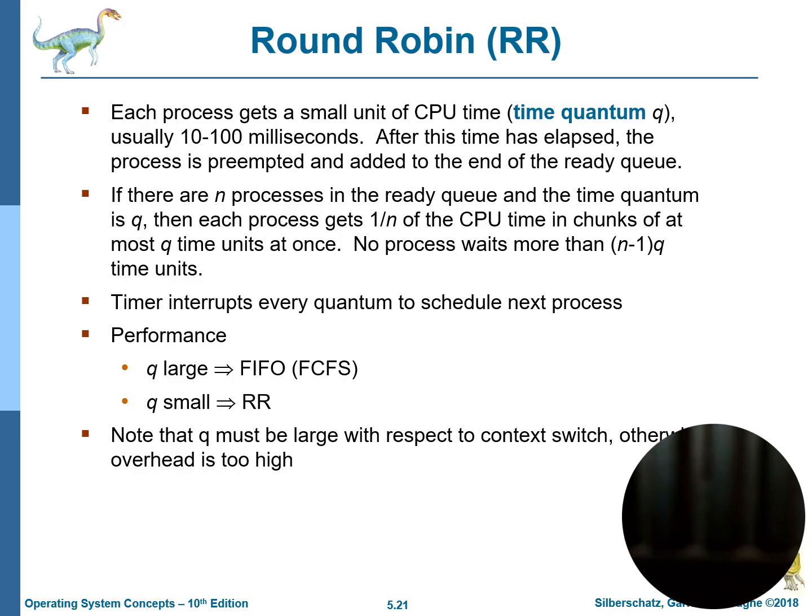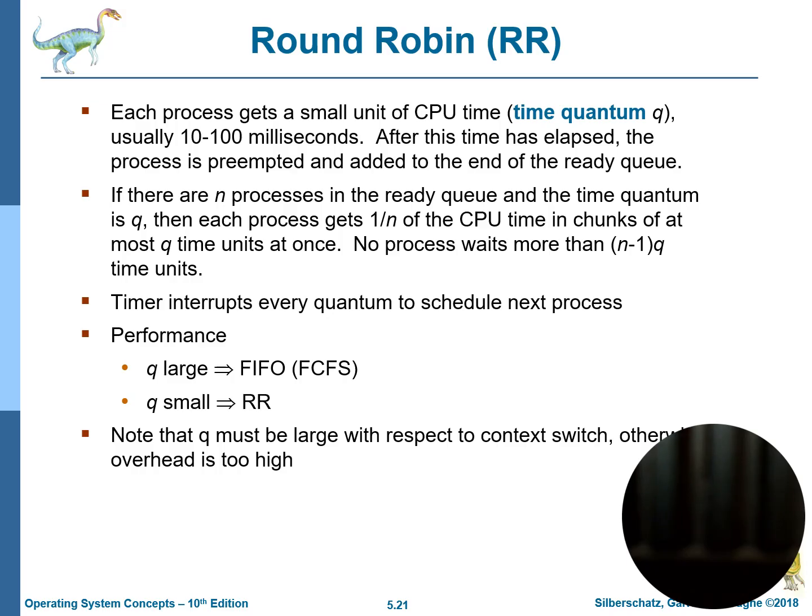So the time we allocate each process is called a time quantum, and it's usually 10 to 100 milliseconds. After this time has elapsed, the process is preempted and added to the end of the ready queue. If there are n processes in the ready queue and the time quantum is Q, each process gets 1/n of the CPU in chunks of at most Q time units at once. No process waits more than (n-1)Q time units. The timer interrupts every quantum to schedule the next process.